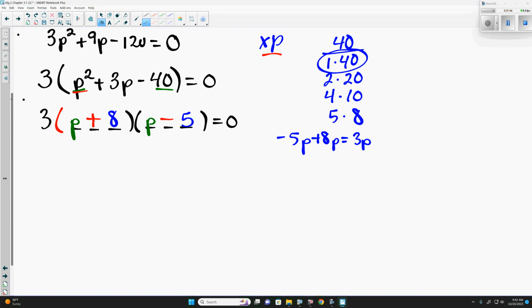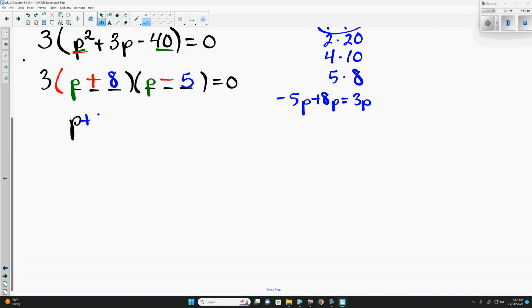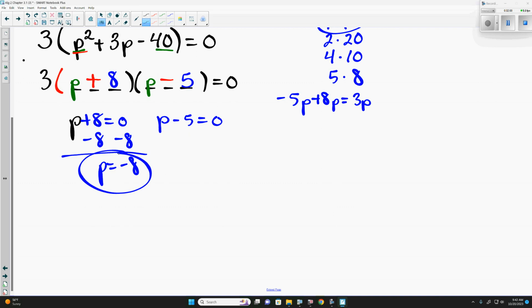Now, the last thing we need to do is set P plus 8 and P minus 5 equal to 0. So we would subtract 8 from both sides, telling us P is negative 8. And we would add 5 to both sides, telling us P is equal to 5.